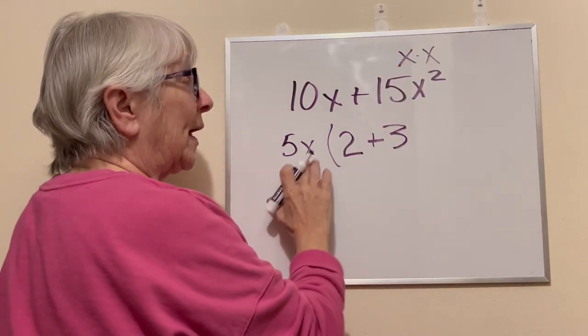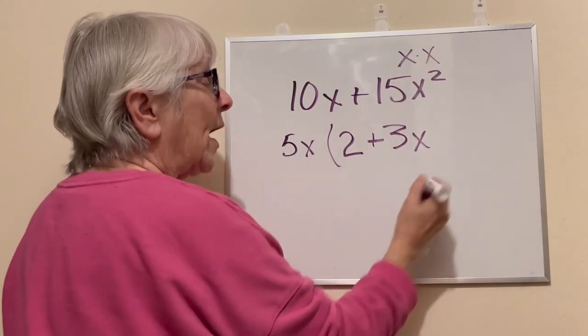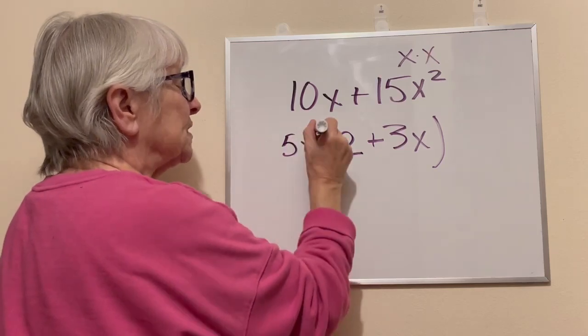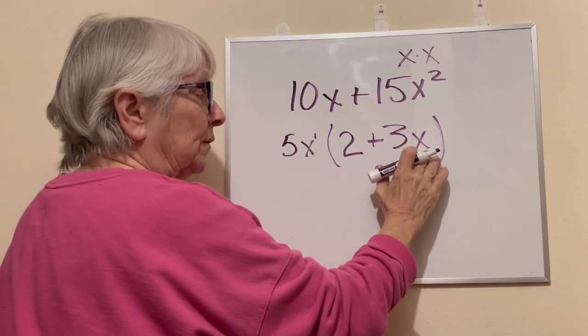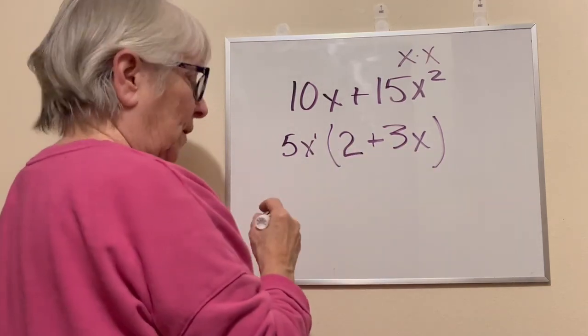So what do I multiply x by to get x squared? X. I subtract the exponents. 2 minus 1, because remember there's always a little 1 up there that we don't write. 2 minus 1 is 1. So I just need that x. 1x. Okay?